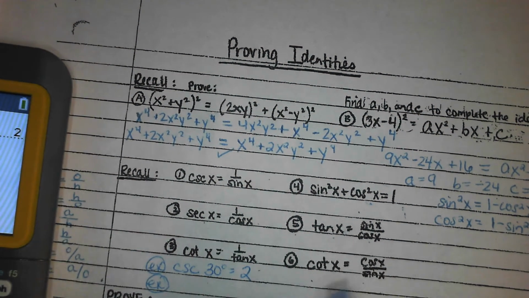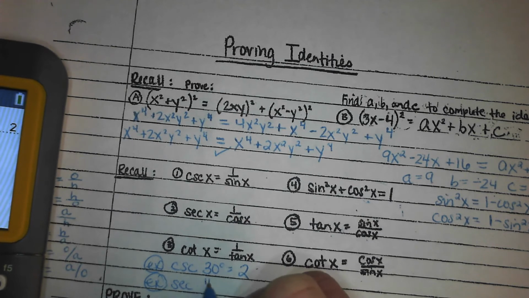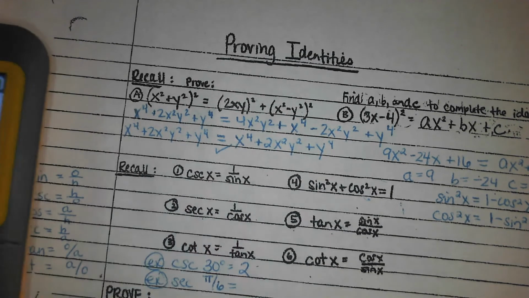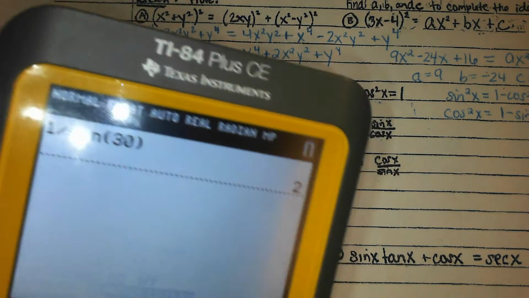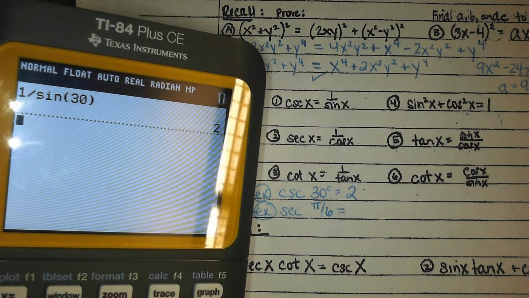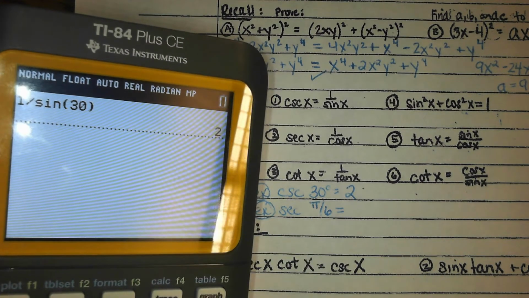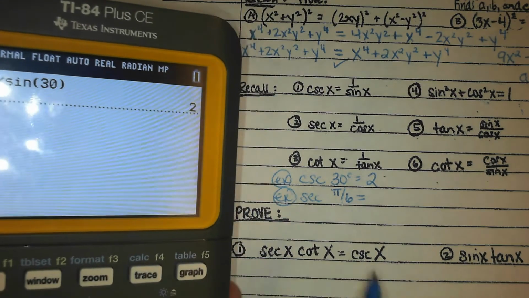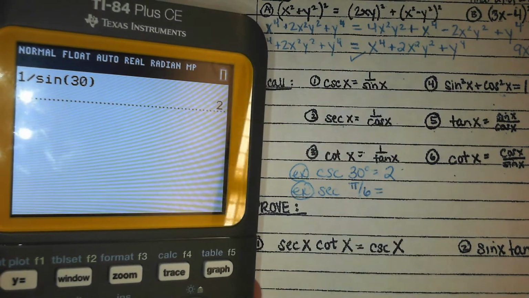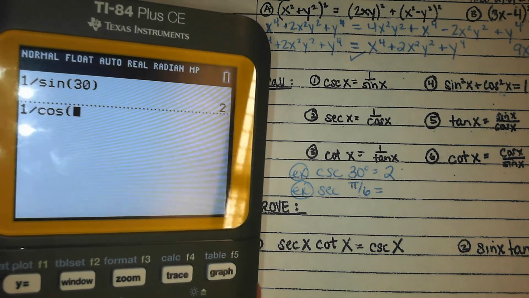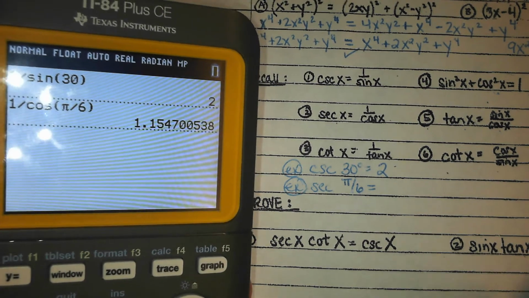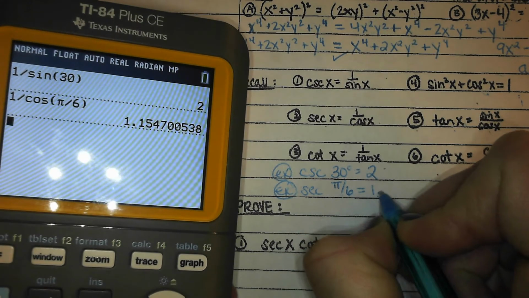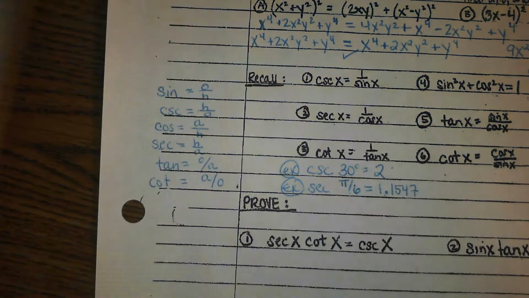If I was asked for the secant of pi over 6, what mode should I be in? Radian, so mode, radian. You have to be able to go willingly back and forth depending on the type of problem. So the secant of pi over 6, there's no button for that. So Angie, what's the reciprocal of secant? Cosine, so I'll do 1 over the cosine of pi over 6. And I get a crazy number, 1.1547. But just so you know, there's no button for these. You have to know the reciprocal functions in order to be able to do them.